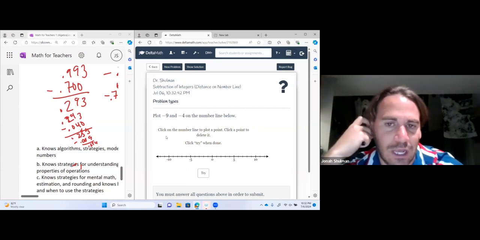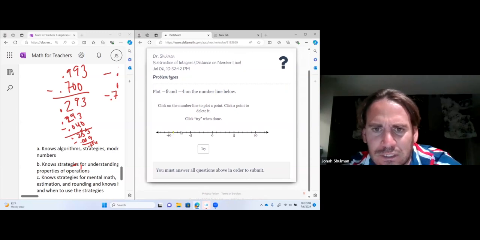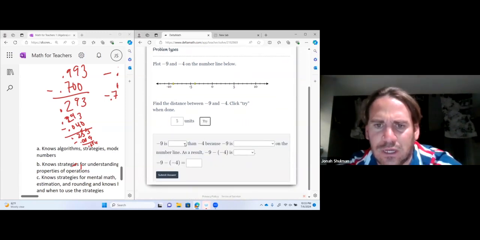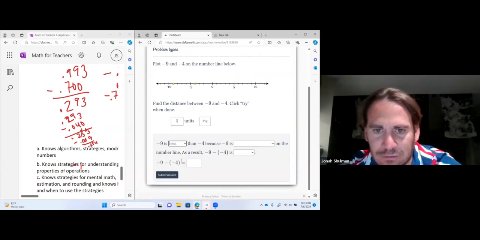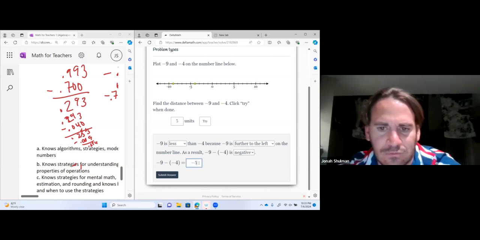All right, a number line. So let's plot these guys. So plot -9. There's -9 and -4 on the number line. Okay. And find the distance is 1, 2, 3, 4, 5. 5 units. Let's see how we did. -9 is less than -4 because -9 is further to the left. As a result, -9 minus a -4 is a negative number. And the answer is -5.